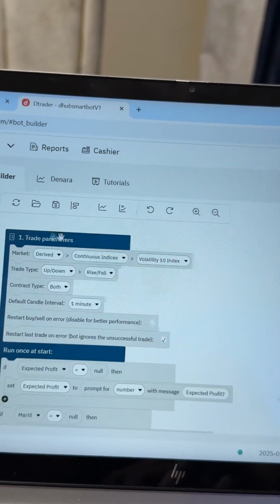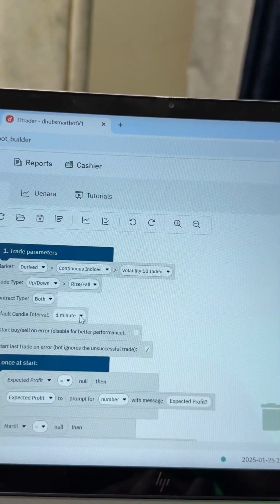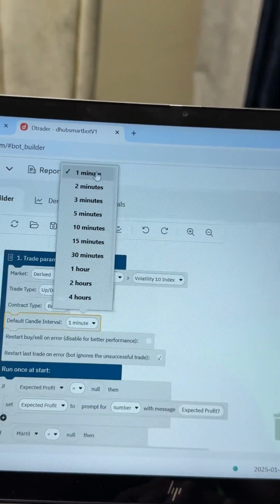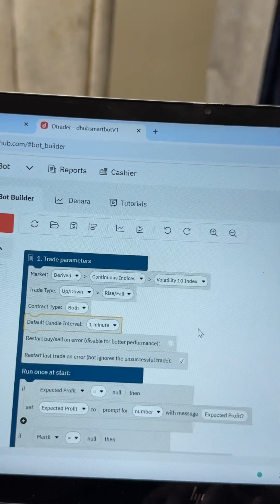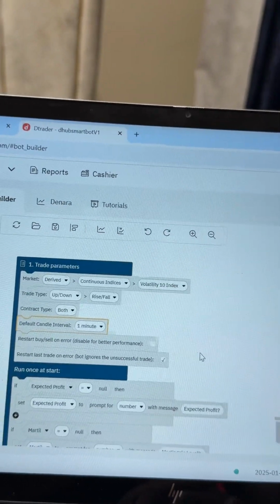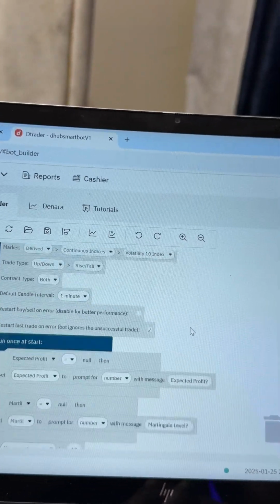Here is where you set your normal trade parameters, your market. This is the recommended default candle interval, and this is a 60-second candle interval.